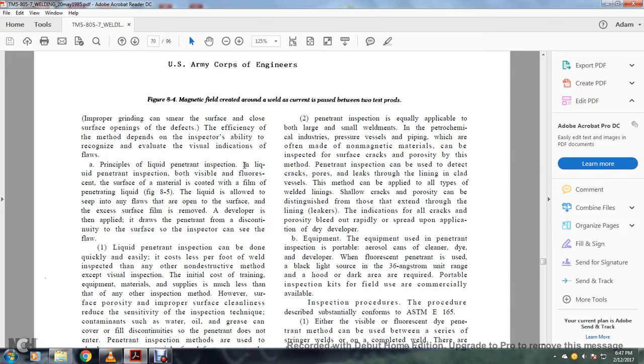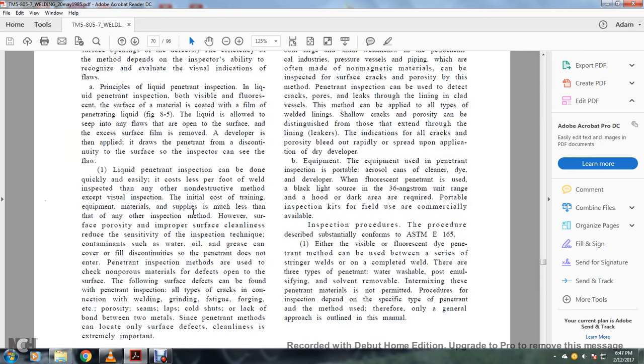Principle of liquid penetration inspection. In liquid penetration inspection, using either visible or fluorescent material, the surface is coated with a film of penetrating liquid. The liquid is allowed to seep into the flaws that are open to the surface. The excess film is then removed from the surface. The developer is applied, which draws the penetrant out of the discontinuities, so that the inspector can see the flaw.